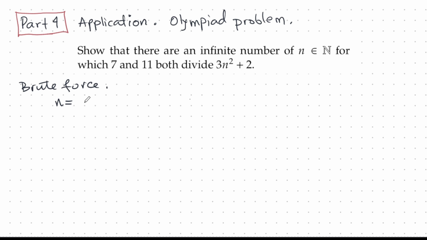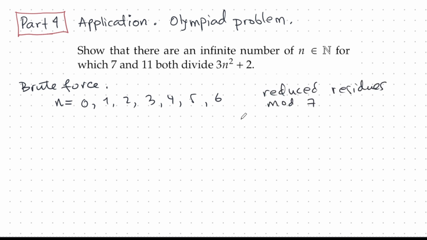So let me write them down. So n is 0, 1, 2, 3, 4, 5, 6. These are the reduced residues mod 7. No 7, I erased that quickly. It's all the integers from 0 up to 7, but not including 7. So if we just look in here, that's good enough.